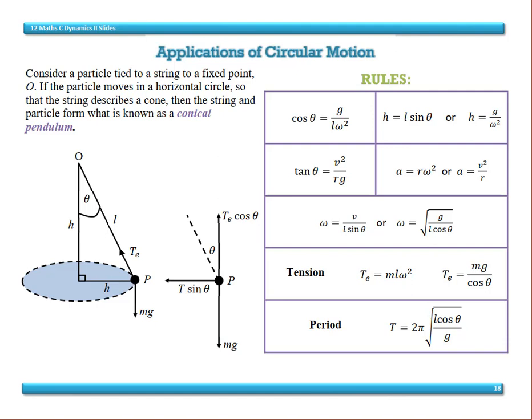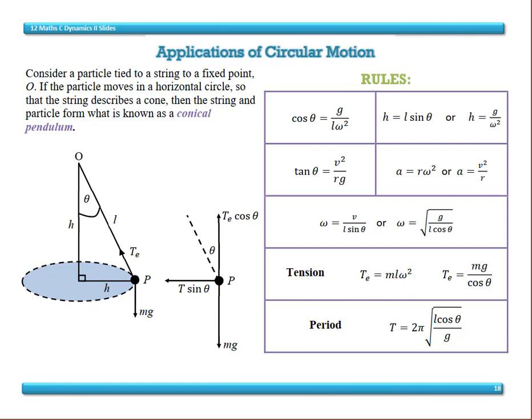This video looks at applications of circular motion. Now consider a particle tied to a string to a fixed point, O, which you can see in the picture. If the particle moves in a horizontal circle so that the string describes a cone, then the string and the particle form what is known as a conical pendulum. And I've drawn this diagram to try and help understand all of that.